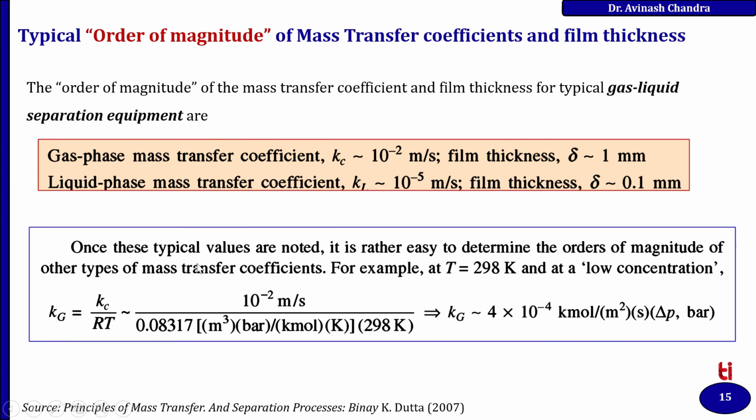Once these values are noted, it is rather easy to determine the order of magnitude of other types of mass transfer coefficient. So if we know the mass transfer coefficient in terms of Kc, in that case we are able to calculate the order of magnitude of the Kg. If you can see here, the Kc having the order of minus 2, by putting the standard value of this much, and here this is the order of 10 to the power minus 4. So we can say the unit matters.